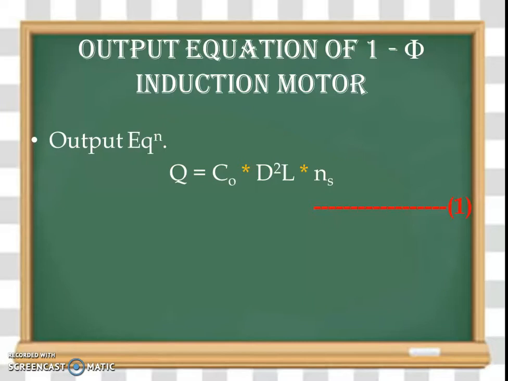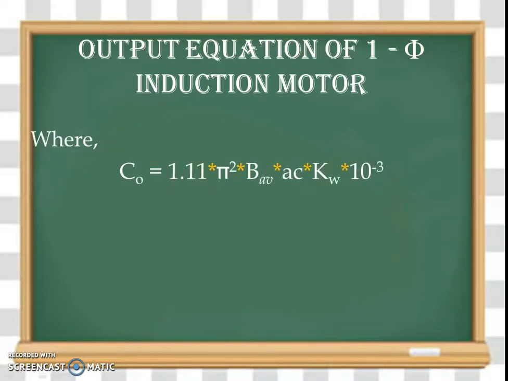Let us call it equation number 1, where CO is 1.11 multiplied by pi square multiplied by BAV multiplied by AC multiplied by kW multiplied by 10 raised to minus 3, where BAV is the average flux density, that is the specific magnetic loading, AC is the specific electric loading, and kW is the winding factor for the main winding. And CO is known as the output coefficient.